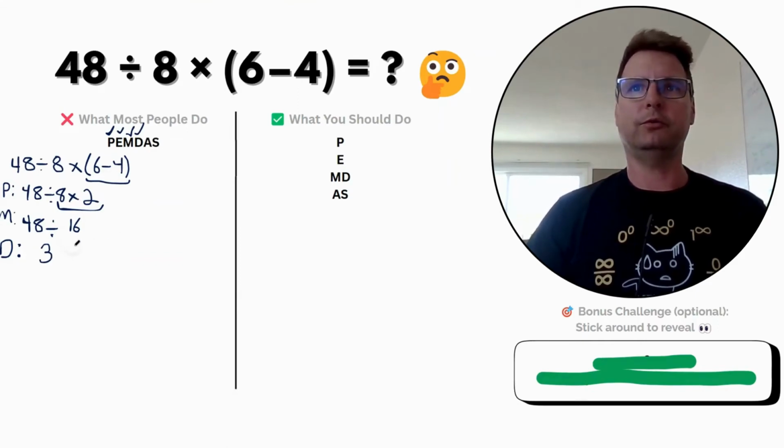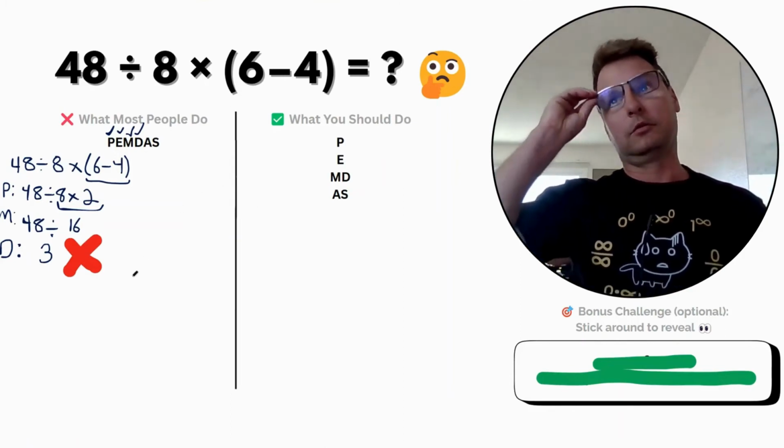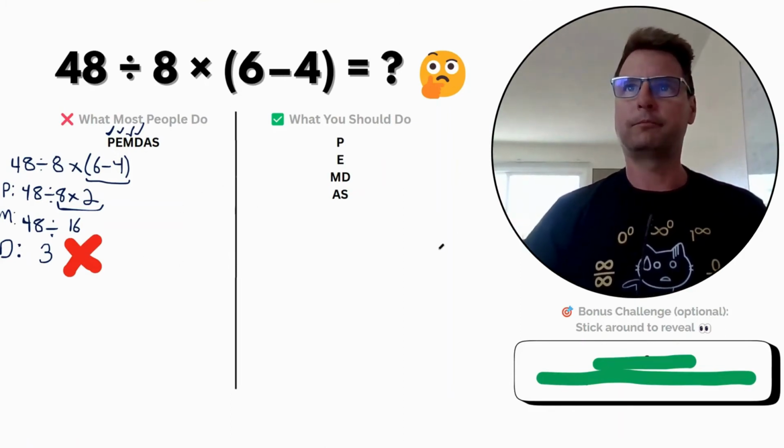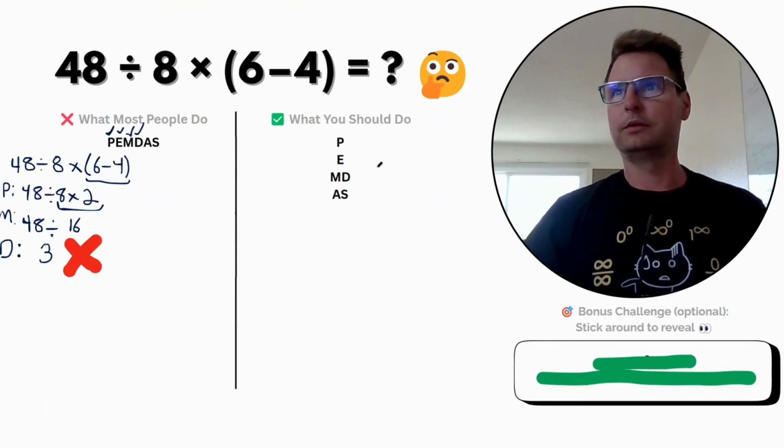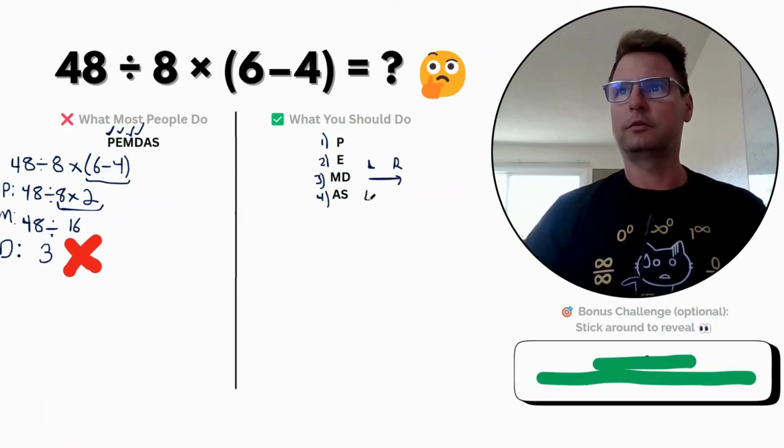Well, what if I told you that is all wrong? But why? Well, this rule doesn't mean do each letter in 6 steps individually, one at a time. It's actually step 1 is P, step 2 is E, step 3 is M and D, but you go left to right. And then step 4 is addition or subtraction, going left to right.